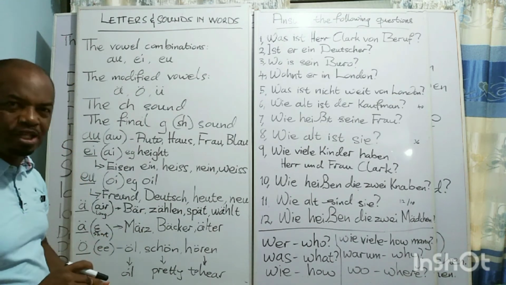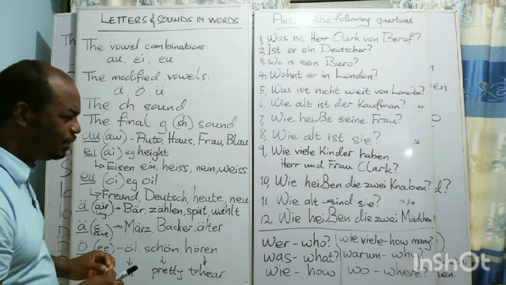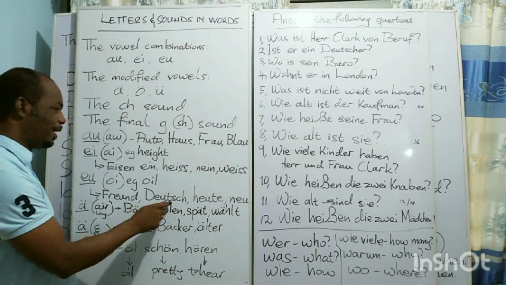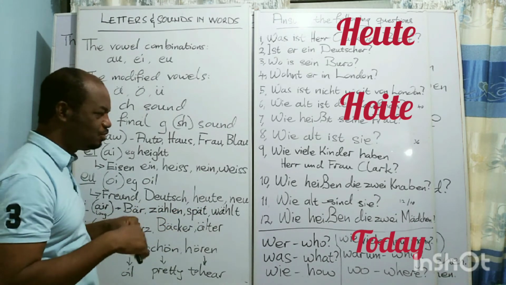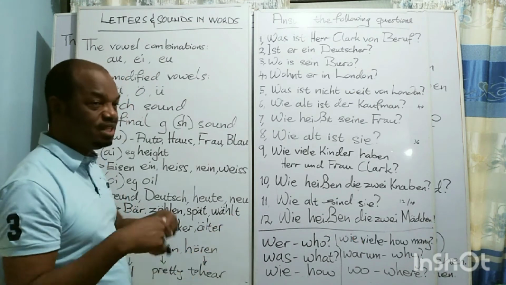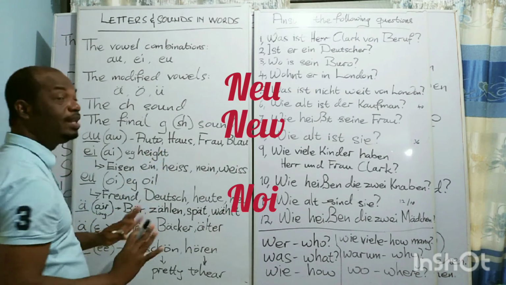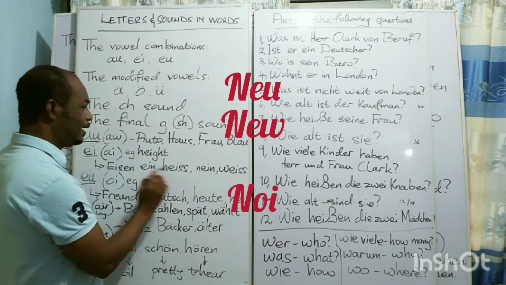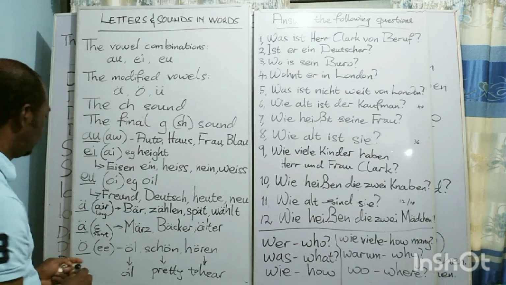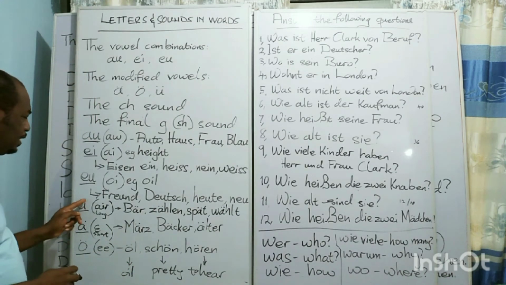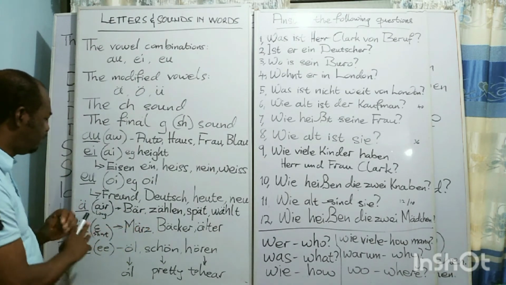I'm learning Deutsch. Let people know that yes, you are doing really well. So Deutsch. Heute means today. Neu means new. Neu Auto. A new car. Ein neu Auto. A new car. This A with the umlaut on top has a long pronunciation of A.